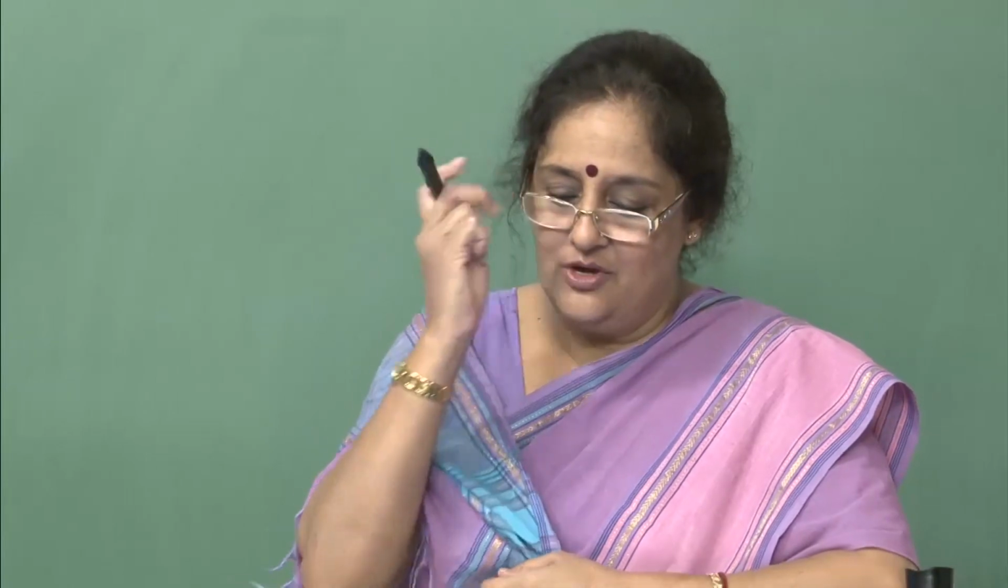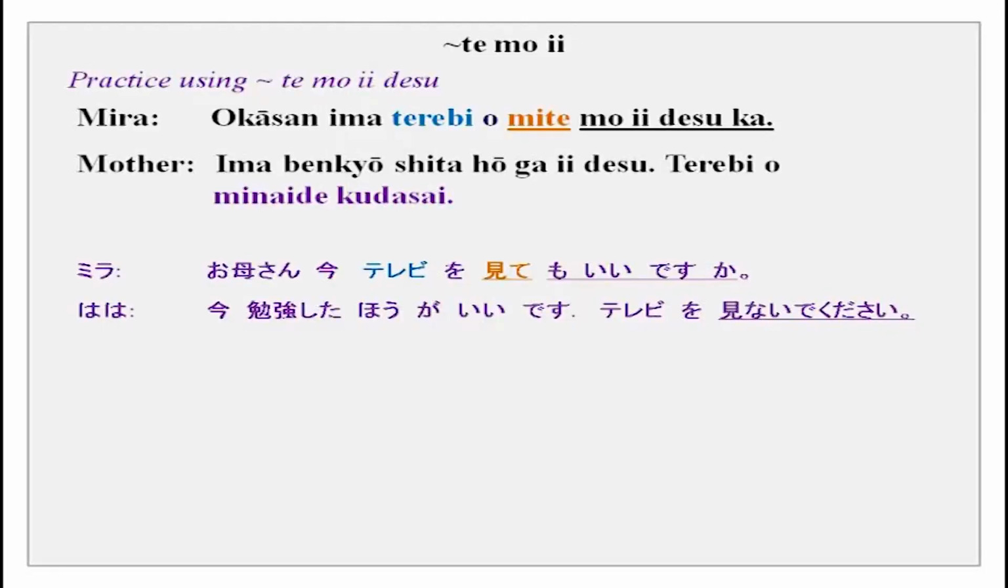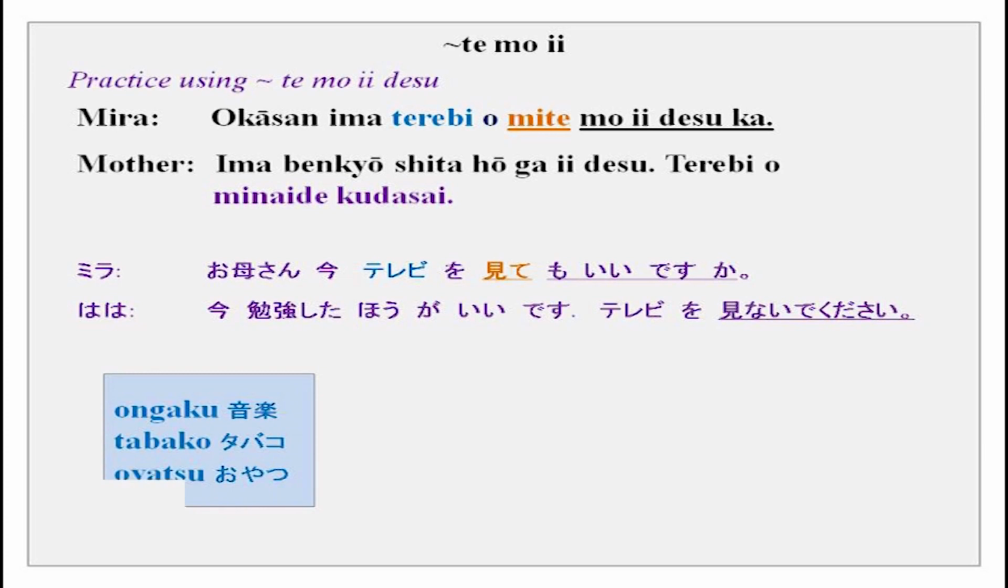Oka-san, ima terebi o mite mo ii desu ka? Oka-san, is it all right if I watch TV now? Ima benkyou shita hou ga ii desu. Terebi o minai de. Now, kudasai is not going to be used because it's mother, someone older, it's not a request. She will say terebi o minai hou ga ii, as is given over here. Ima benkyou shita hou ga ii. So, let us see what happens now.